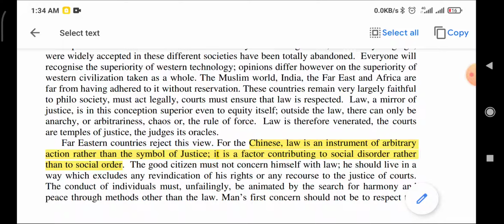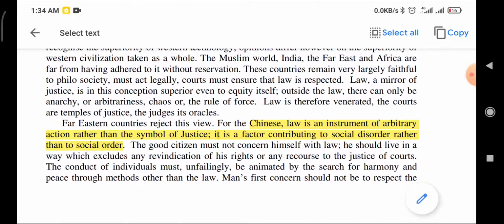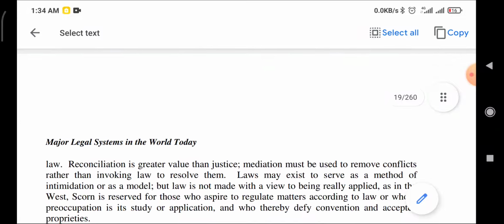The conduct of individuals must unfailingly be animated by the search for harmony and peace through methods other than the law. Man's first concern should not be to respect the law. Reconciliation is of greater value than justice. Mediation must be used to remove conflicts rather than invoking law to resolve them.